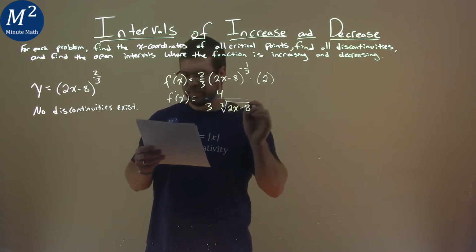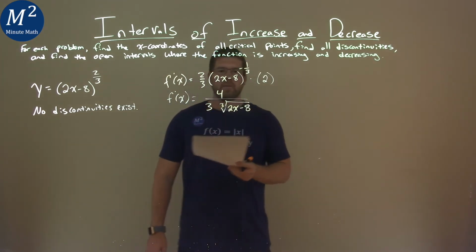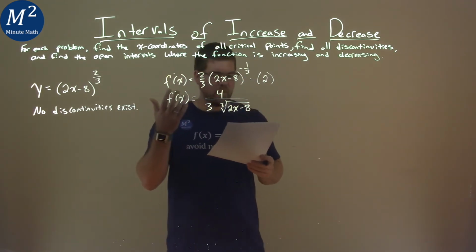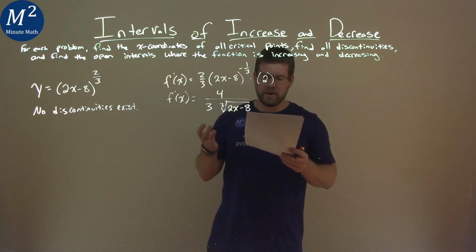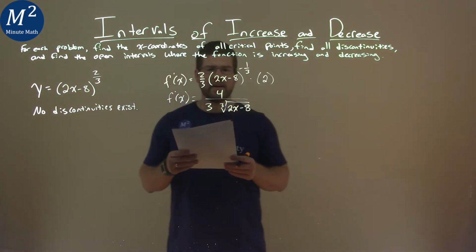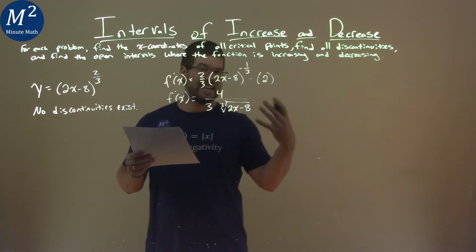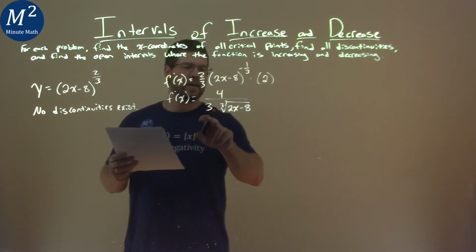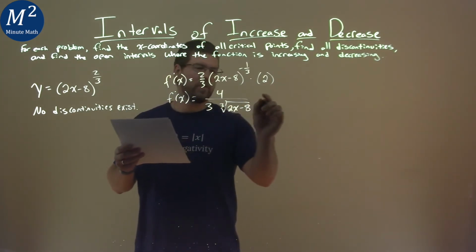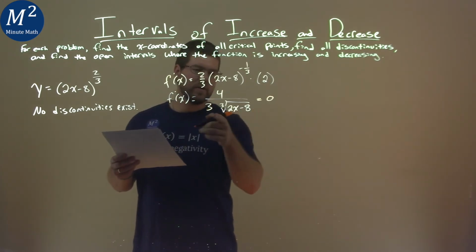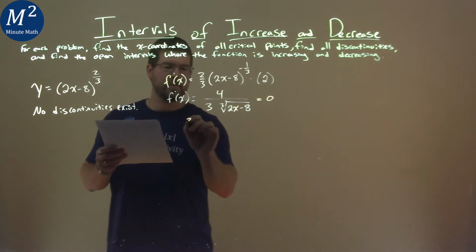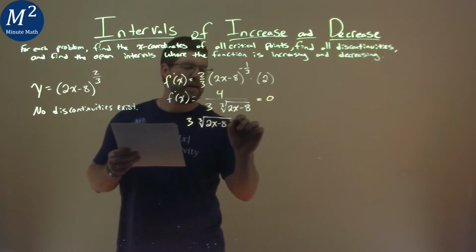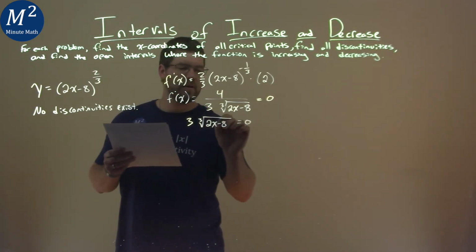Not too bad. Now we have to find where this function is equal to 0, or undefined. The way I'm going to find our critical point is to take my denominator and set it equal to 0. I really only care if the issue happens in the denominator. So I take 3 times the third root of 2x minus 8, and I set it equal to 0.